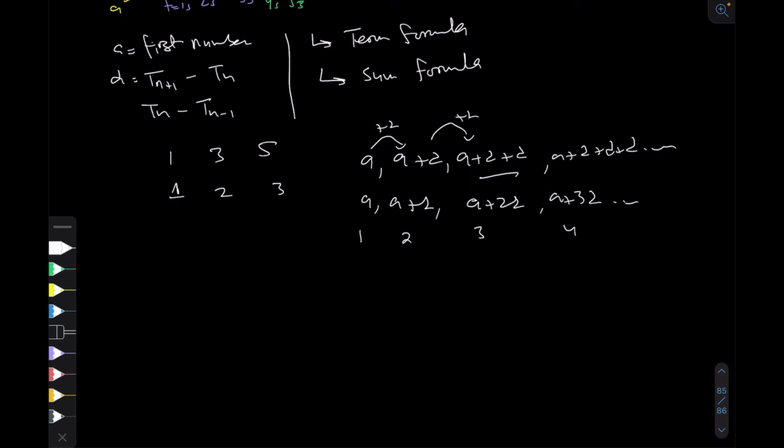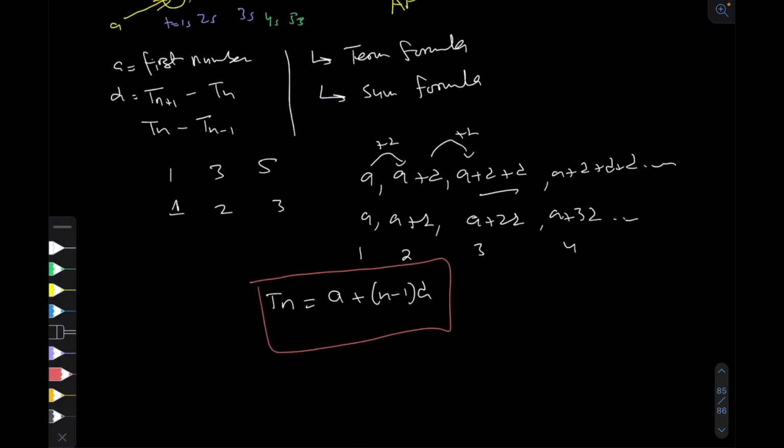What you'll realize is that for any nth term, you start with A, and since you keep on adding D's, and the number of D's you add to get to n is n minus 1, Tn is A plus n minus 1 times D. This is the term formula.